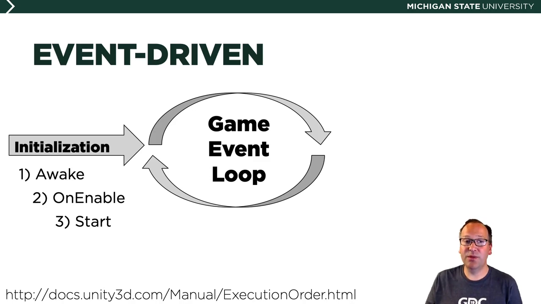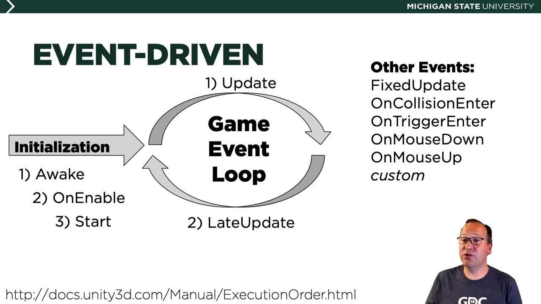During the game event loop, the update and late update events happen in that order. This is a great way to do things or check on things while the game is playing. And there are several other events that you can respond to, such as fixed update for updates that are synchronized with the physics engine, and events for collisions and triggers, as well as events for mouse input on game objects, such as mouse up and mouse down. And there are many other built-in events. And you can also create and respond to your own custom events as well.